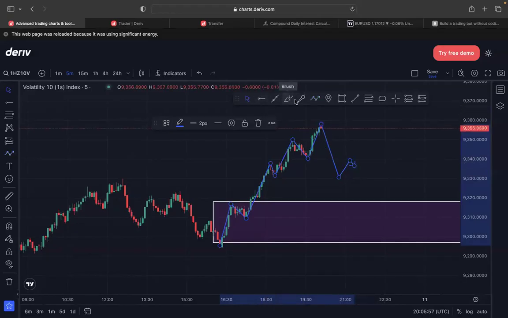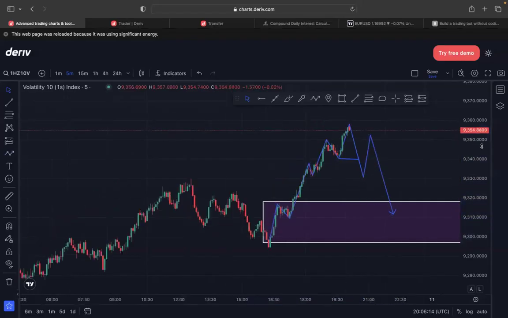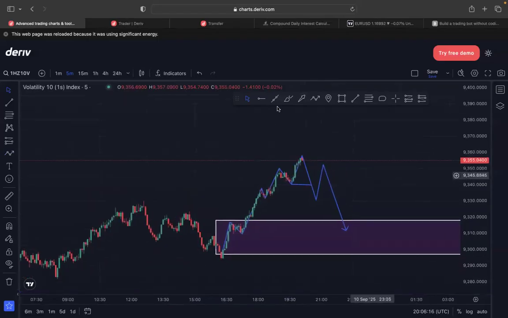This would be my change of character here. The market breaking through here gives me a change of character, and then I'm just going to expect the market to give me a pullback like this, and then a continuation to the downside here, as you can see. Before that, I will now anticipate, and this will be how I enter this market.